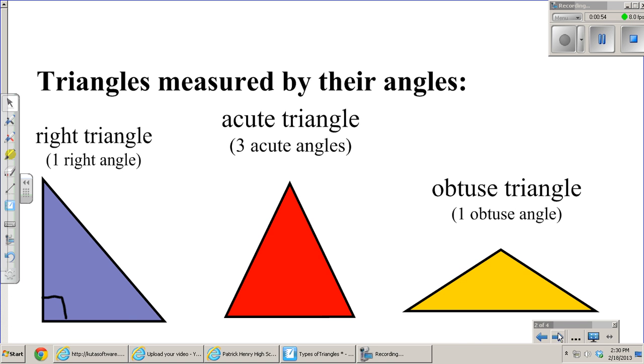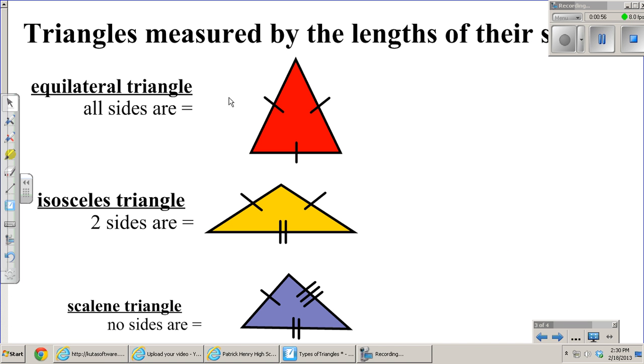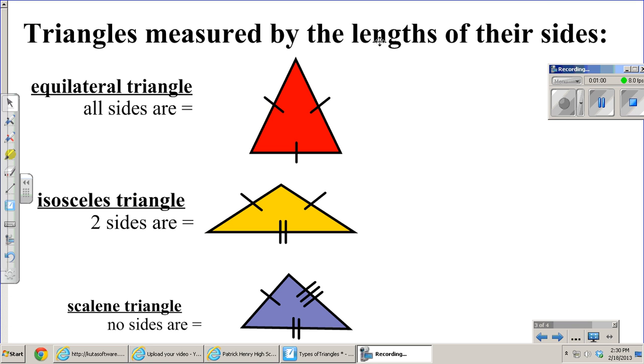Alright, as for their sides, they are classified this way. By their sides, it's an equilateral triangle if all three sides are equal. It's an isosceles triangle if two of the three sides are equal. And it's a scalene triangle if none of the sides are equal. And that's it. That's the lesson. You name them by their sides and their angles.